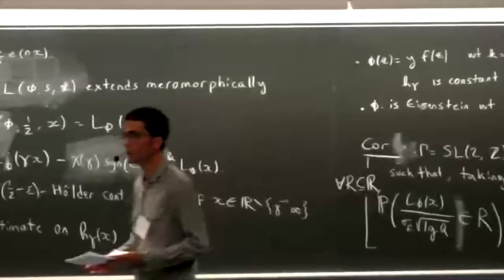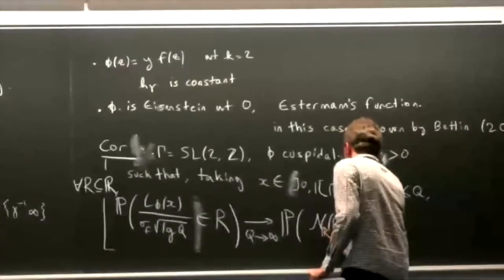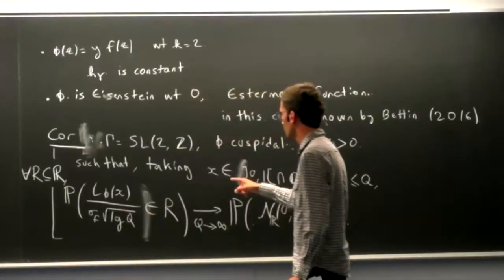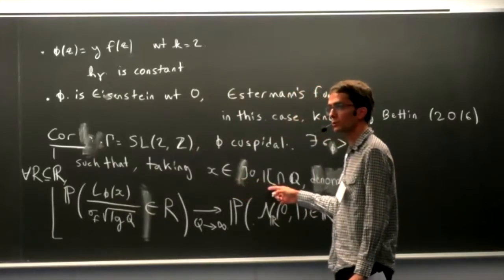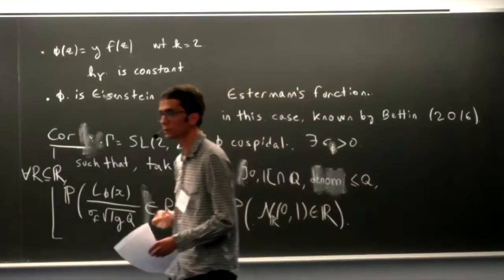Okay, and this is the probability that a real normalized Gaussian, so mean 0, standard deviation 1, lies in the interval, with uniform counting probability among all rational numbers in 0, 1 with denominator at most Q. There are about Q squared of them, and you can take one of them at random.